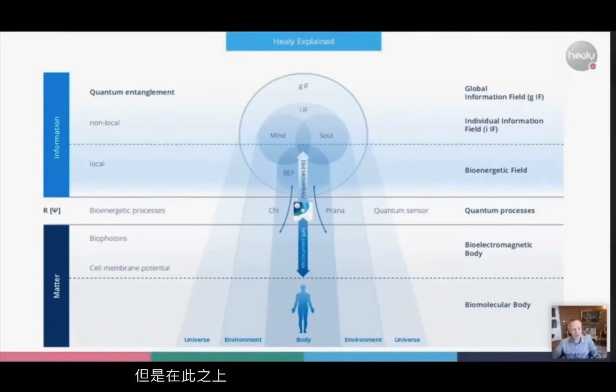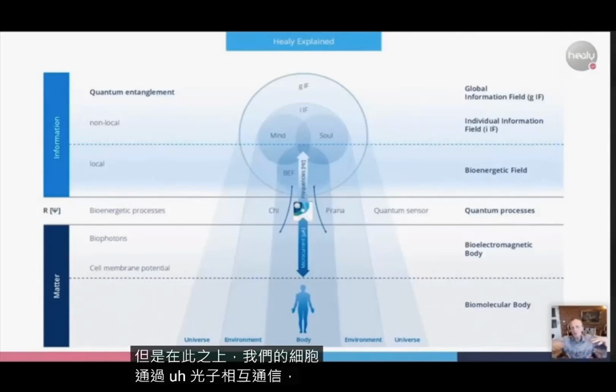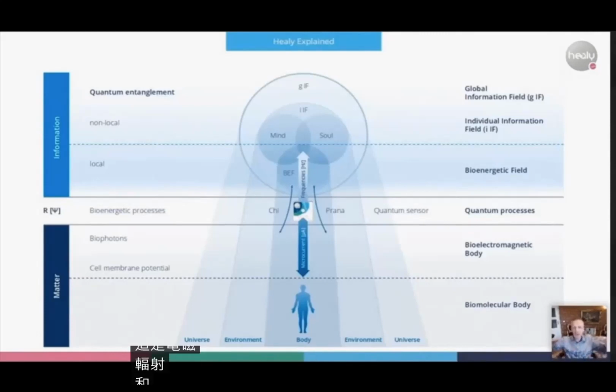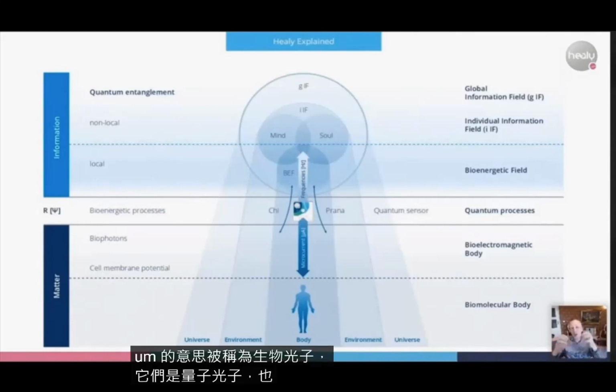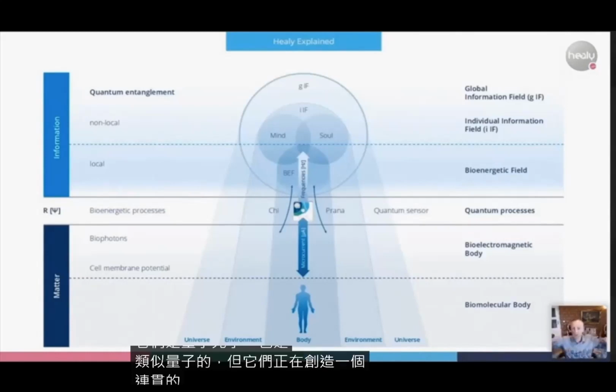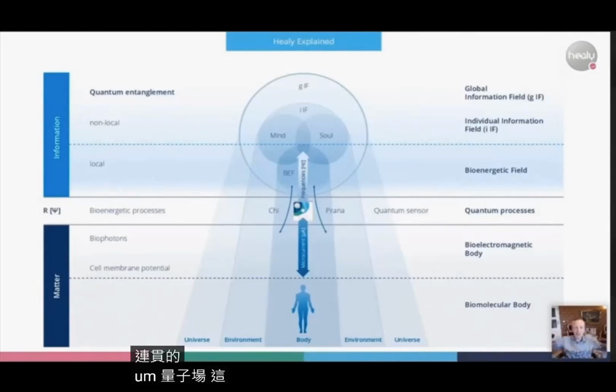But above this, our cells communicate with each other through photons. This is electromagnetic radiation. And those photons, which have a very specific biological meaning, are called biophotons. They are quantum-like, and they create a coherent quantum field, which is like an aura, but this is actually a scientific field, that permeates our whole body and controls many of the biochemical and biophysical processes.